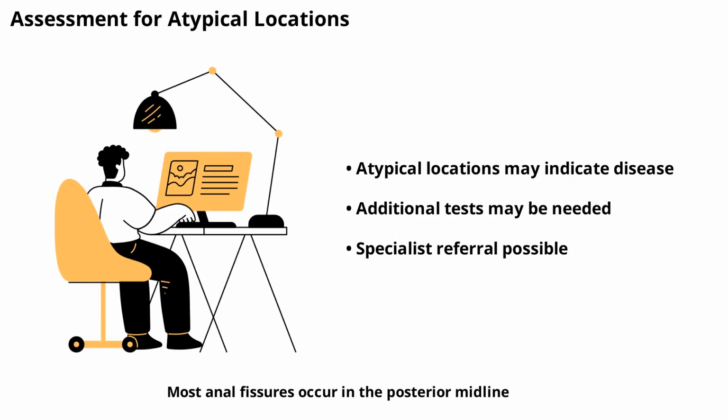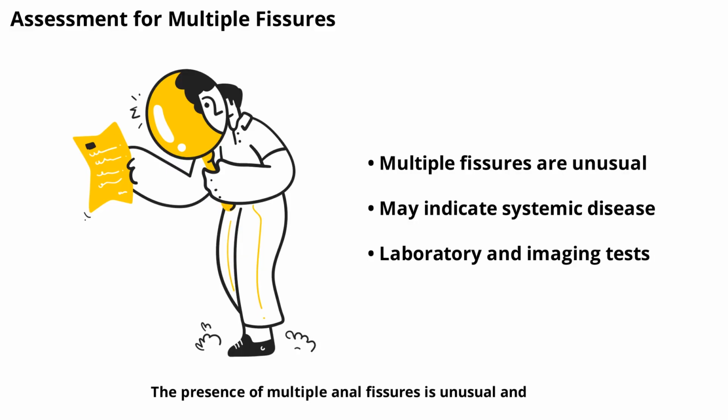Most anal fissures occur in the posterior midline, but fissures in other locations may suggest underlying diseases, such as Crohn's disease, HIV, or malignancy. The doctor will carefully evaluate atypical fissures and may order additional tests or refer to a specialist for further assessment. The presence of multiple anal fissures is unusual and may be a sign of systemic disease or infection. The doctor will investigate possible causes, including inflammatory bowel disease, sexually transmitted infections, or immunodeficiency. Appropriate laboratory and imaging tests may be ordered to identify the underlying issue.